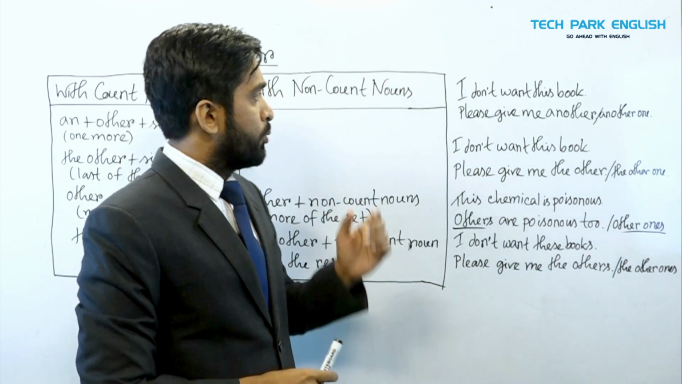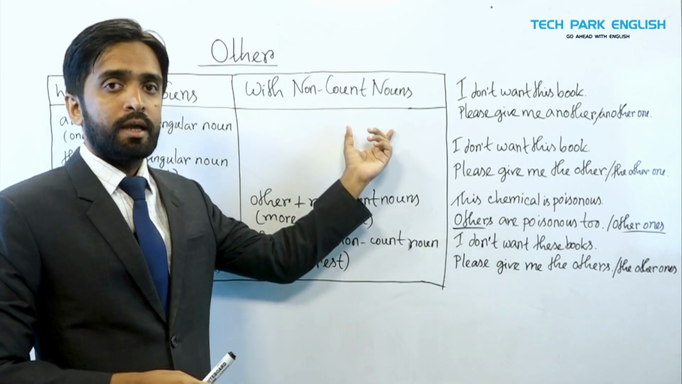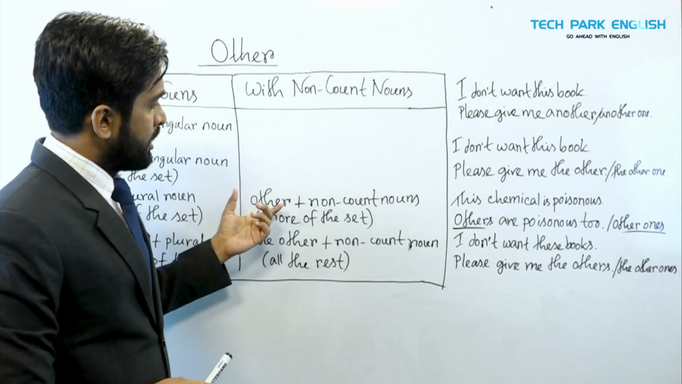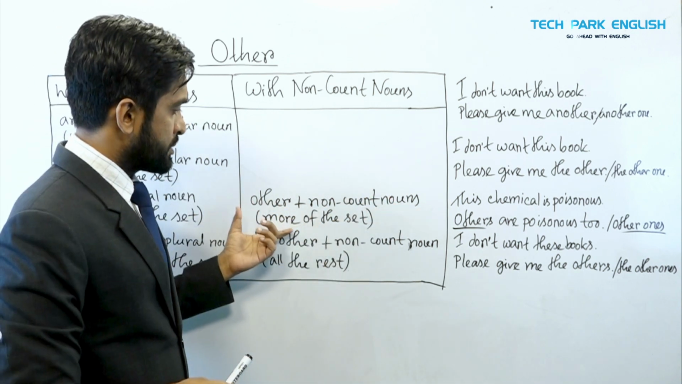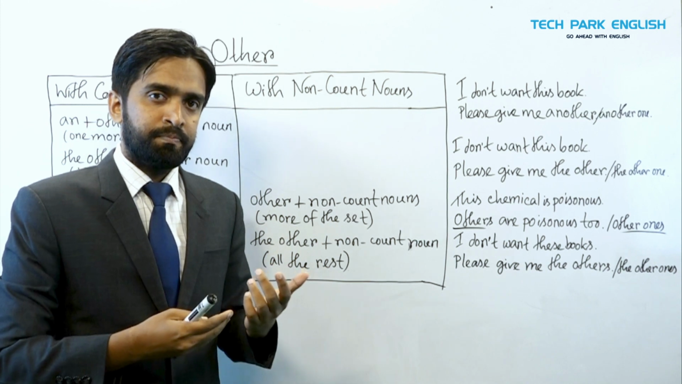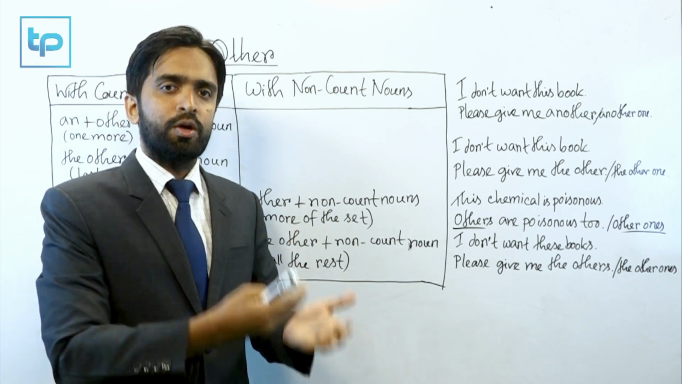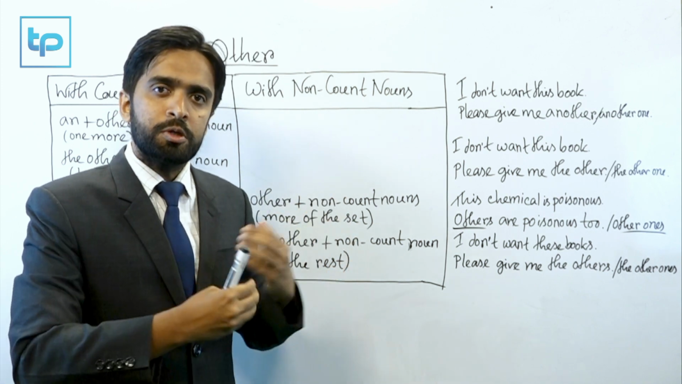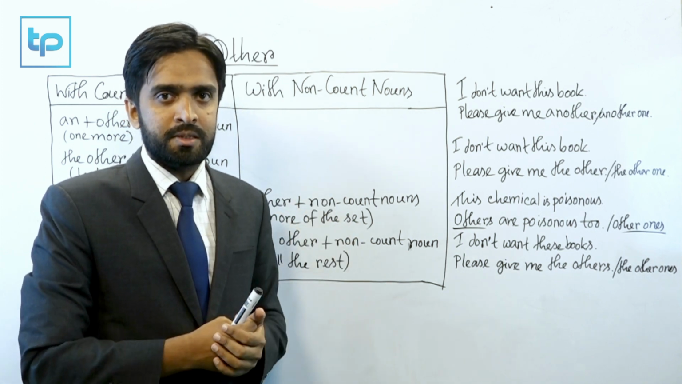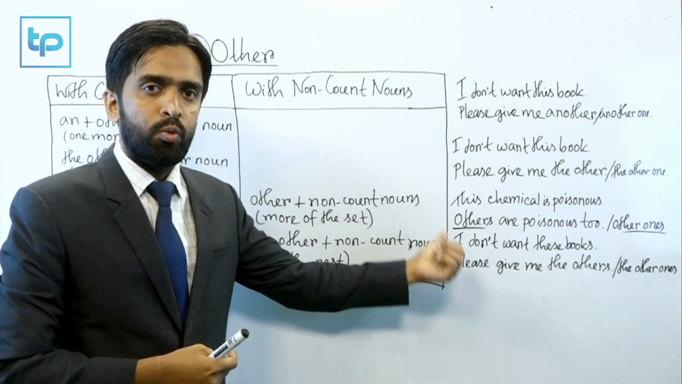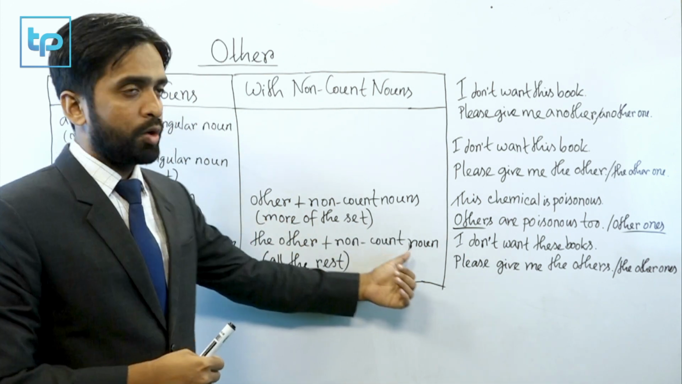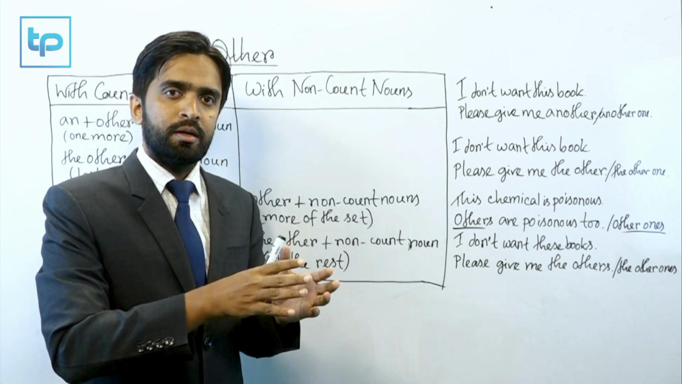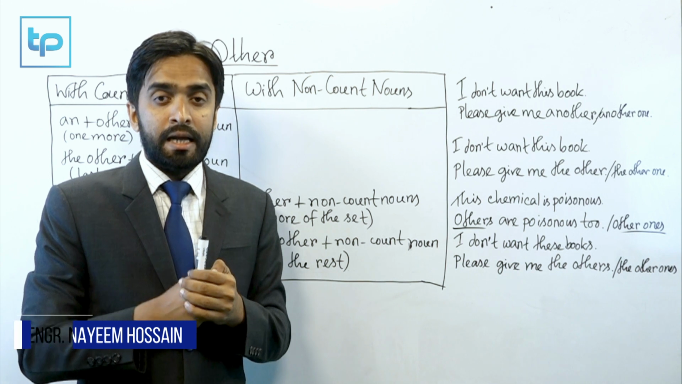Now, when other is used with non-count nouns, how does it make sense? Let's see. Other with non-count nouns talks about more of the set. Like, I need other water. It means I need some more water. Maybe you have a glass of water, and you need 2 more glasses of water. You could say, I need other water. Then the other water actually provides a specific meaning.